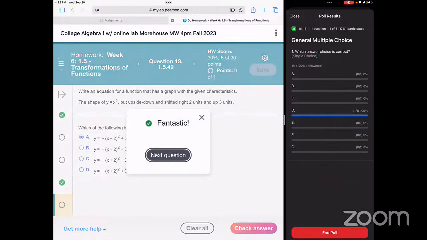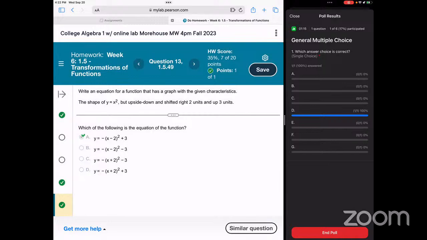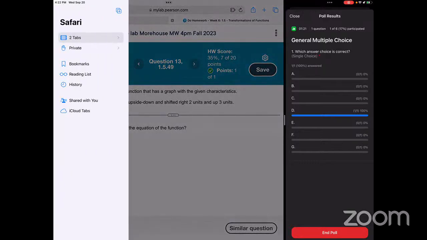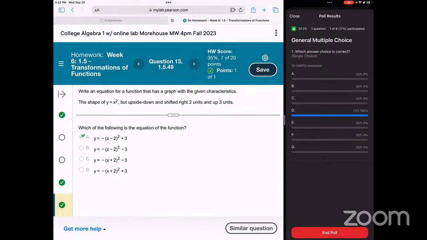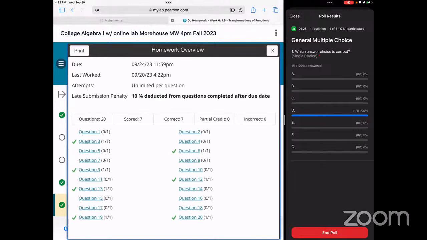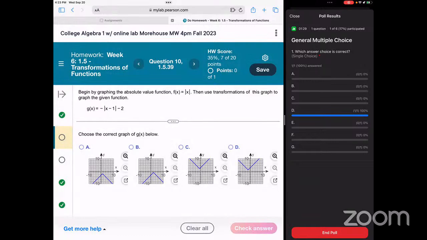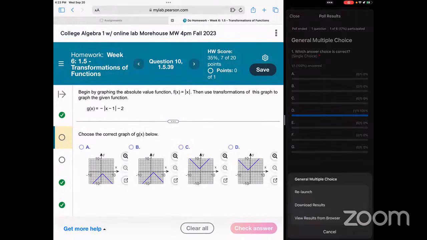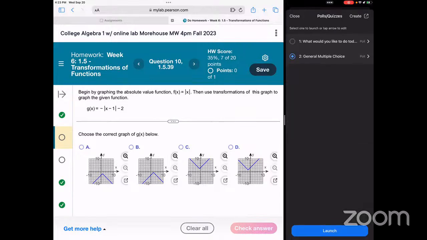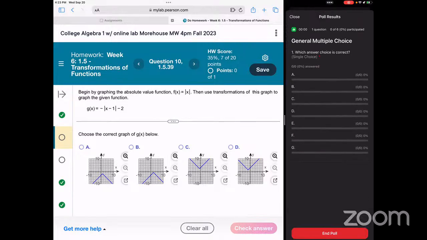Okay. Hey Google, give me a random number between 1 and 20. 9. Okay, so let's do 10. Let me reset the poll. Relaunch. Okay. I'll give you a moment to try to submit a result here.